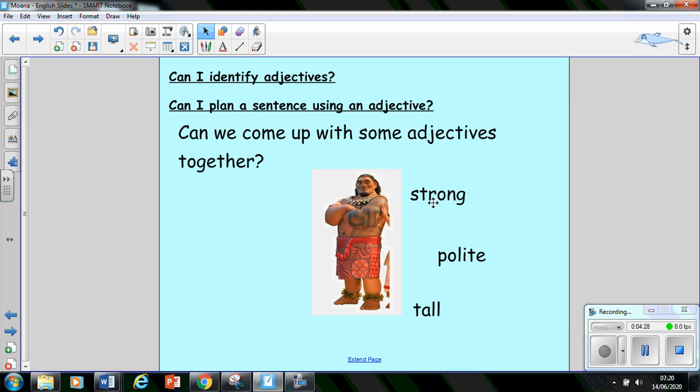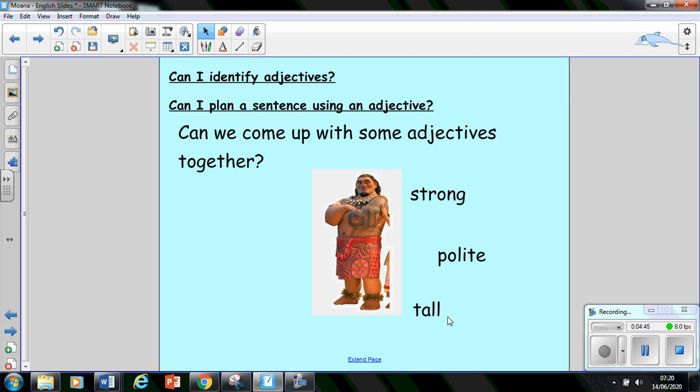And here I've already started making a list for myself. Now, when I look at Chief Tui, I think he's very strong. I also think that he's got really good manners when he speaks to other people. So he's very polite. I think he's very tall.